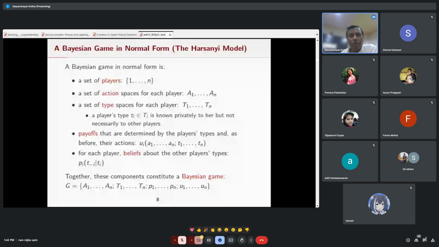So a player's type Ti, which is an element of Ti, is known privately to the player, but not necessarily to other players. Like if I am some type of person, maybe introspective, someone may be aggressive, someone may be calm, someone may be slow in taking decisions. So every person individually has their own qualities, and so it forms the type, correct?